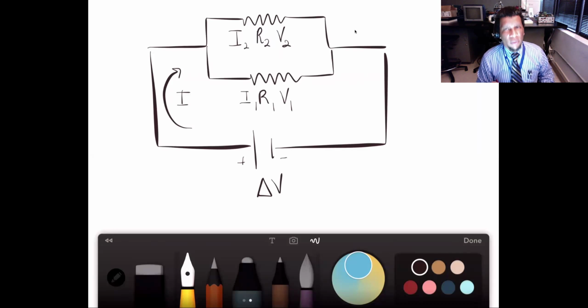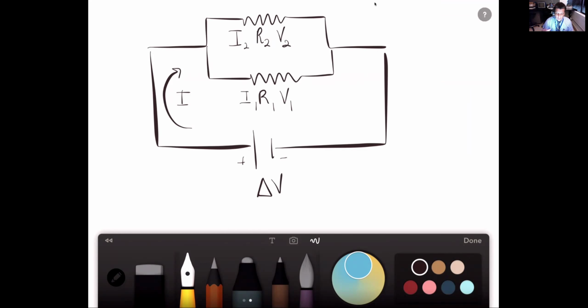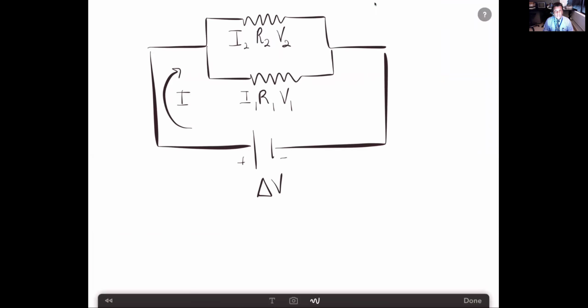In this particular scenario, we actually have to think about things a little bit differently. The first thing is this. Voltage for each one of these are going to be the same. So what we're saying is this: delta V is equal to V1 is equal to V2. All right.